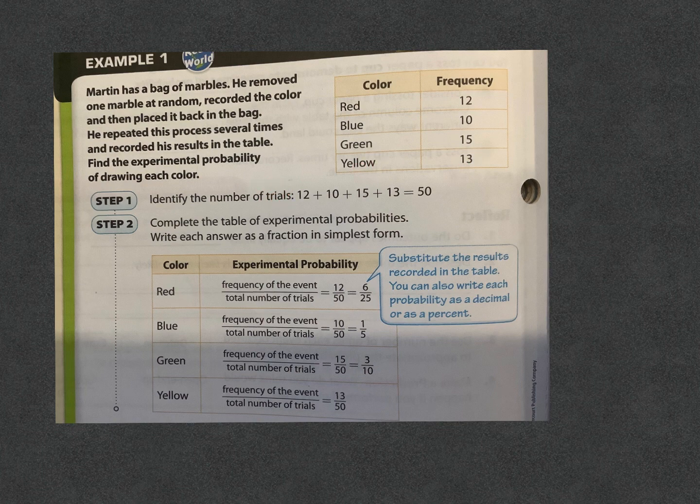Remember, because it's the number of the outcome over the trials that you had, we do need to know the total number of trials he had. So we would add those up, and they did that for us. So he tried 50 times. He pulled the marble out, recorded it, put it back, did it again and again, 50 times. Of those 50 times, it came out red 12 times. That simple outcome right there. So 12 out of 50 times, it was red. The experimental probability, the reduced version of this, is 6 out of 25.